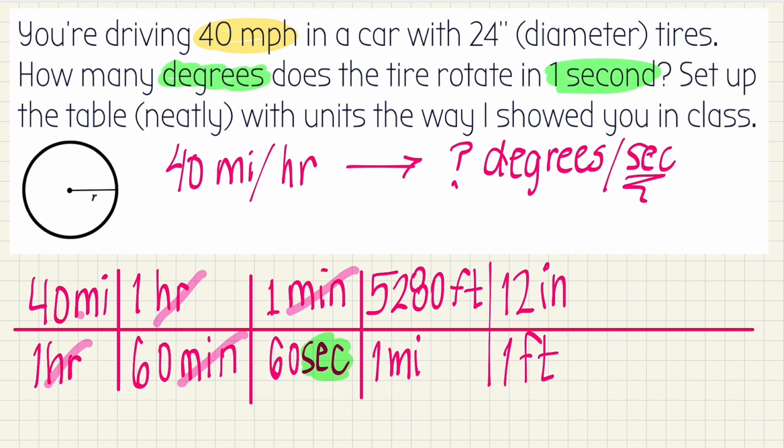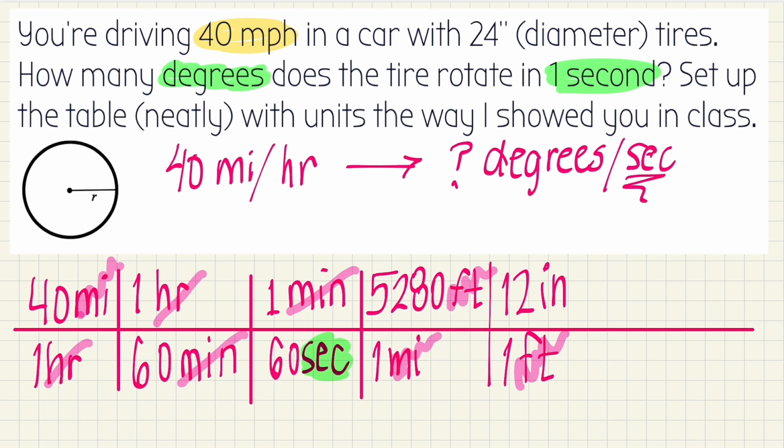I can cross out the miles with miles. I'm just going to cross out this a little bit differently. Feet with feet. So at the moment, if I do all my multiplying and dividing, I am in the units of inches per second. I need to be in degrees per second.